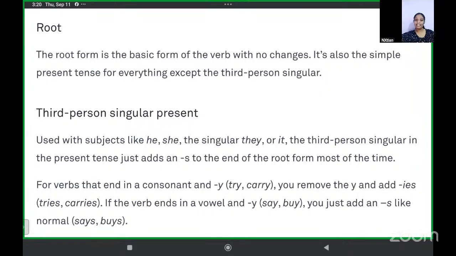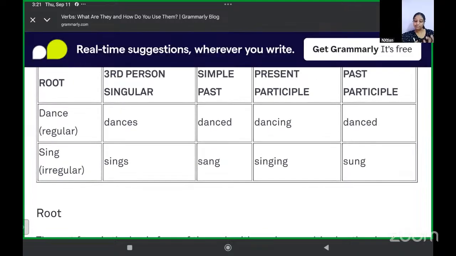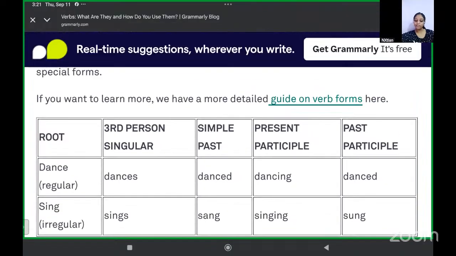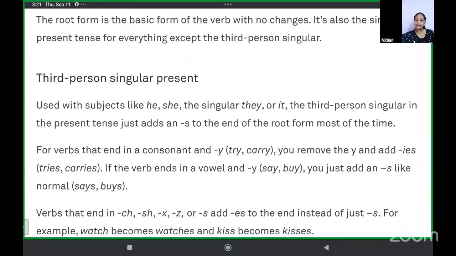We just add an S to the end of the root word most of the time. Okay? We just add an S, like dances and sings. Like the first one, third person singular, we put an S. For verbs that end in a consonant and Y, that is try, carry, we remove the Y and add IES. Okay, like tries and carries.